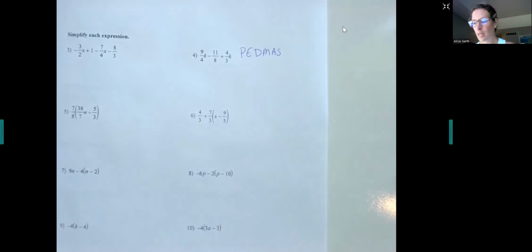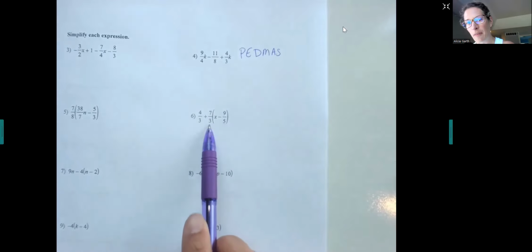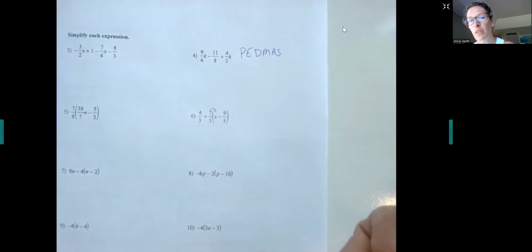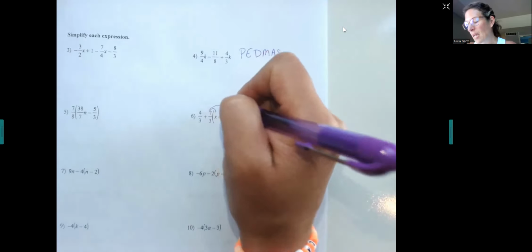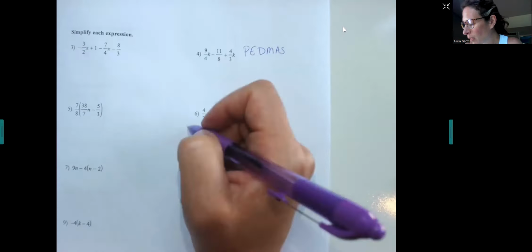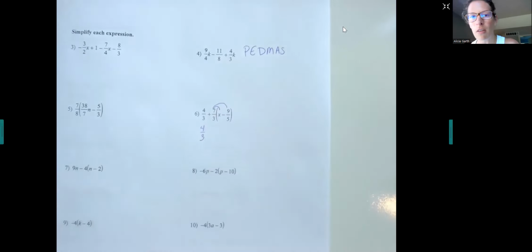So what we're going to look at is I have a parentheses. That means I have to distribute the 7/3 to both the x and the 9/5. We're going to do that. We're going to rewrite and always rewrite. Otherwise, you end up losing important information. So take the time to rewrite it.